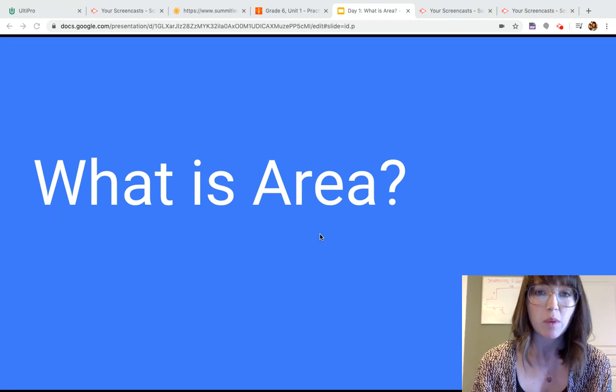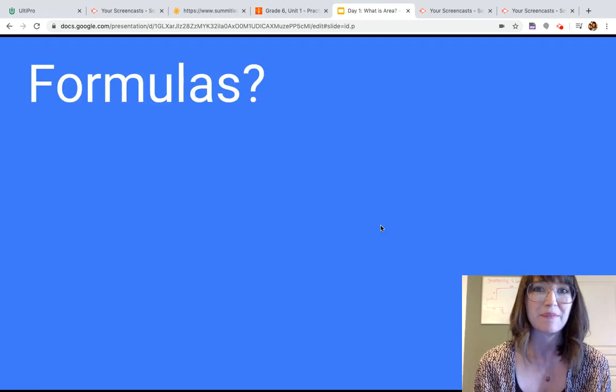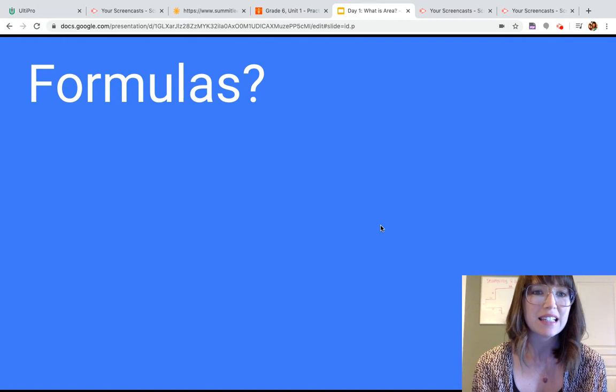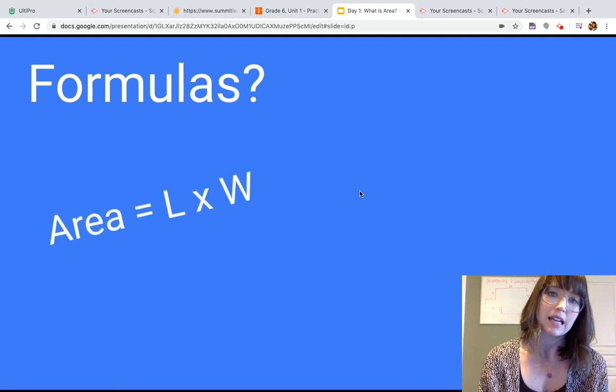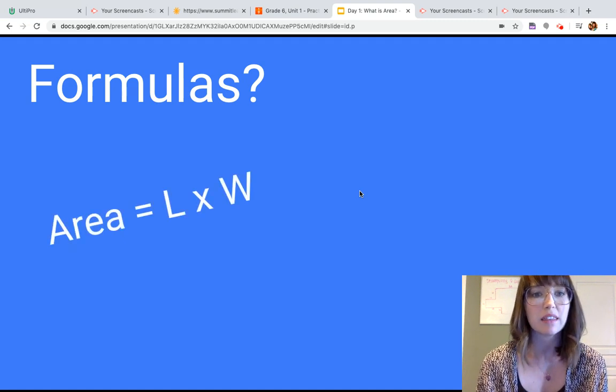We talked yesterday, what is area? Okay. And so we discussed that formulas are a part of what we know about area. And some of you shared things like area is length times width. We're most familiar with that ever since second grade. We've been discussing what that might mean.